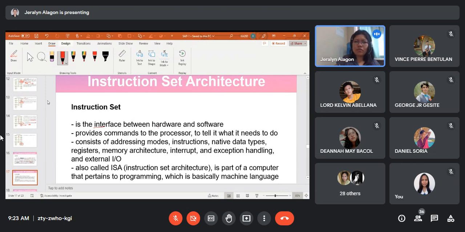And this instruction set consists of addresses, instructions, data types, registers, memory architecture, and interrupts. Meaning, these are the things you need in class when programming that computer. A certain computer architecture will have a corresponding exclusive instruction set, because that is what it will use.